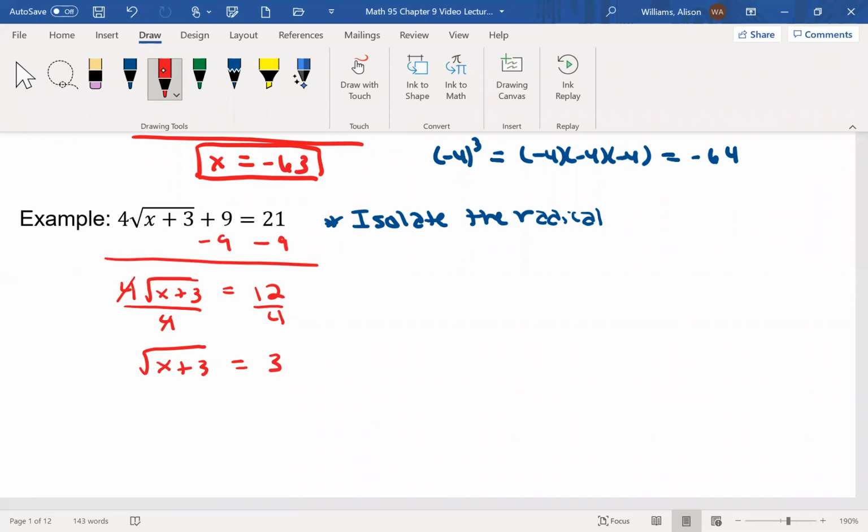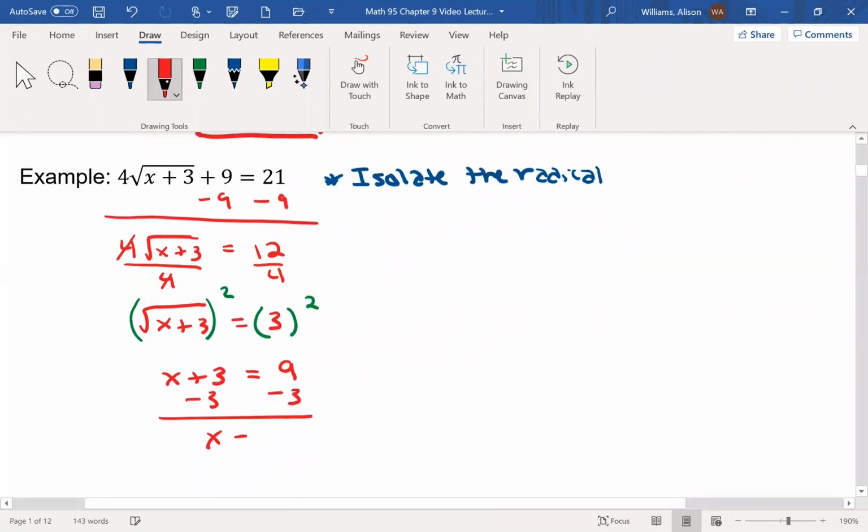Now that I have the radical isolated, I am going to go ahead and square both sides. Here, I'll just use a different color. Skip the step of rewriting it. So on the left side, that's going to give me x plus 3. And on the right side, I have 9. So minusing 3 from both sides, I get x equals 6.